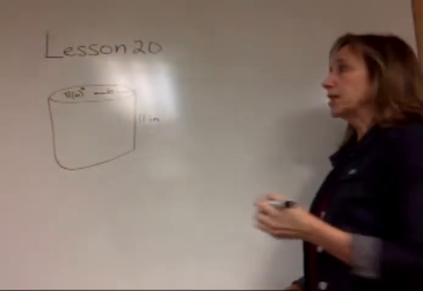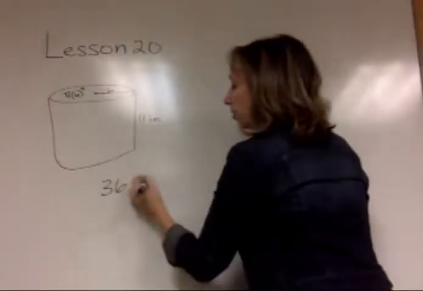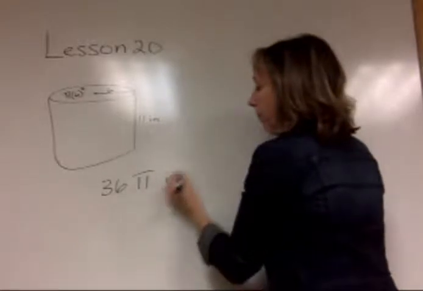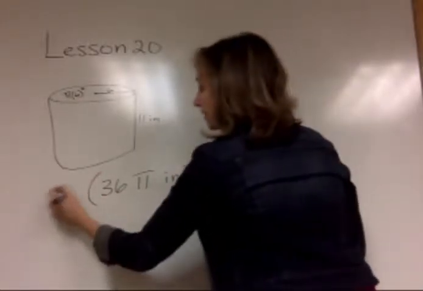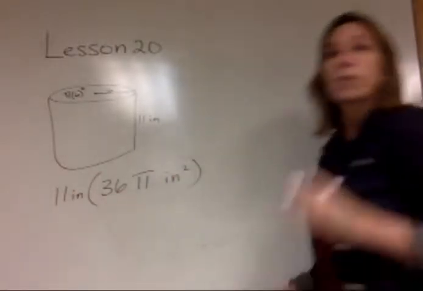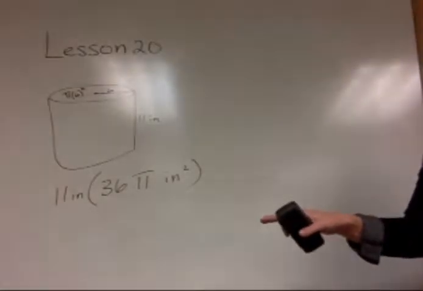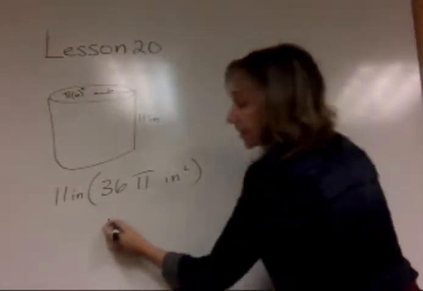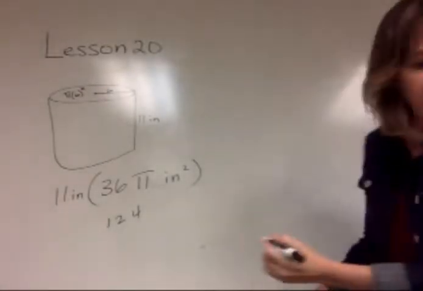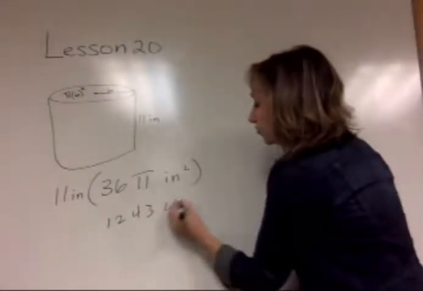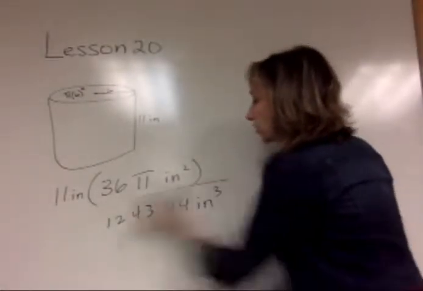So it's going to be 36 pi. And then what do we do? Times 11. Times 11 inches. You put that all in your calculator and it's going to pop out 1,243.44 inches cubed. Make sure you get your units on there.